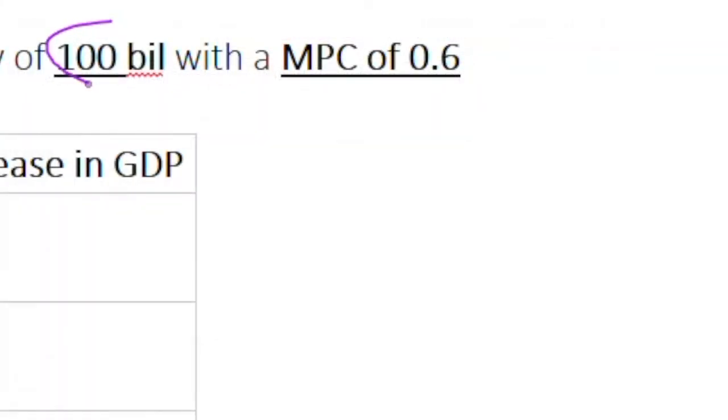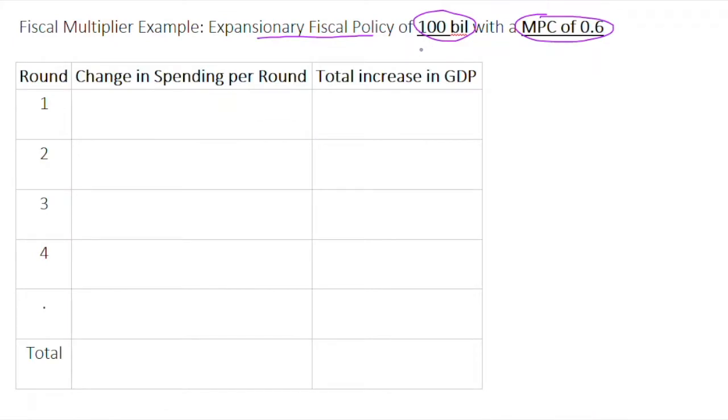This is of 100 billion in terms of increased spending in the economy by the government, and the MPC, the marginal propensity to consume from households, is 0.6. So this means that for every euro that a household receives extra, it will consume 0.6 of this, or 60 cents in this case. Okay, so if the government expands the economy with an extra 100 billion of spending, the change in spending in round one in the economy is 100 billion.